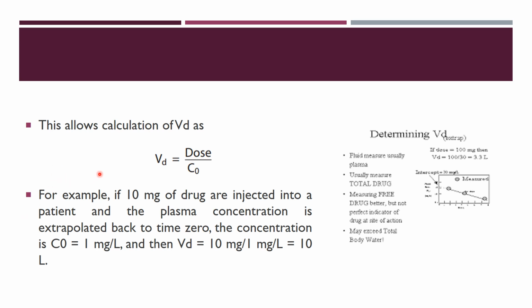This allows calculation of VD as VD is equal to dose divided by C0. For example, if 10 mg of drug are injected into a patient and the plasma concentration is extrapolated back to time 0, the concentration C0 is equal to 1 mg per liter, and then VD is equal to 10 mg divided by 1 mg per liter, which is equal to 10 liters.